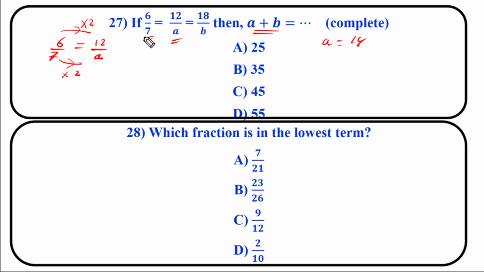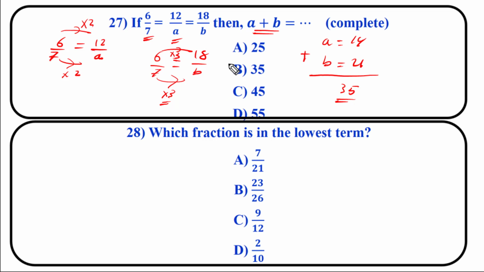In the same way, we take the lowest term of the fraction, which is 6 over 7 equals 18 over b. Multiplying by 3, 6 times 3 equals 18. To find the value of b, we multiply down by 3. 7 times 3 equals 21. Now to find a plus b, just add 14 plus 21, which equals 35. Now the correct answer is B.